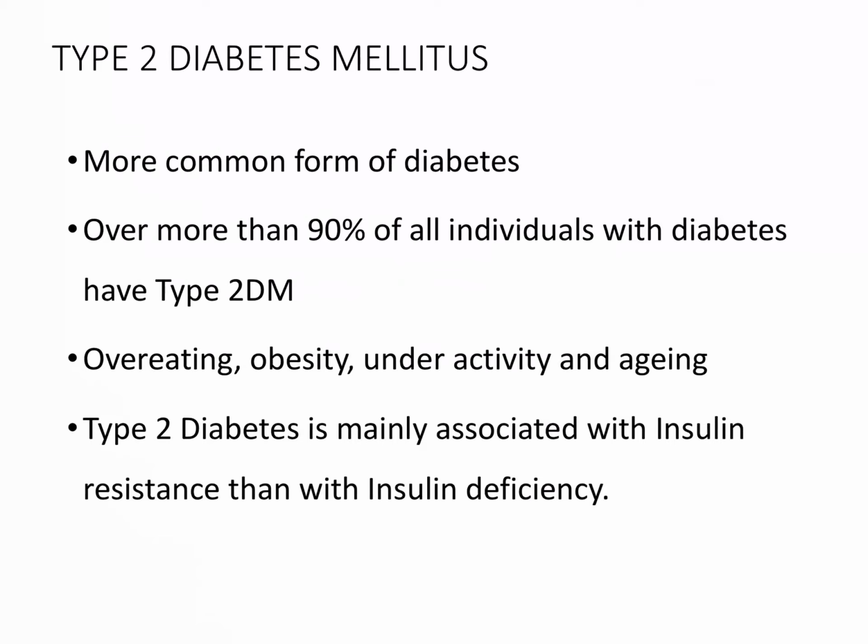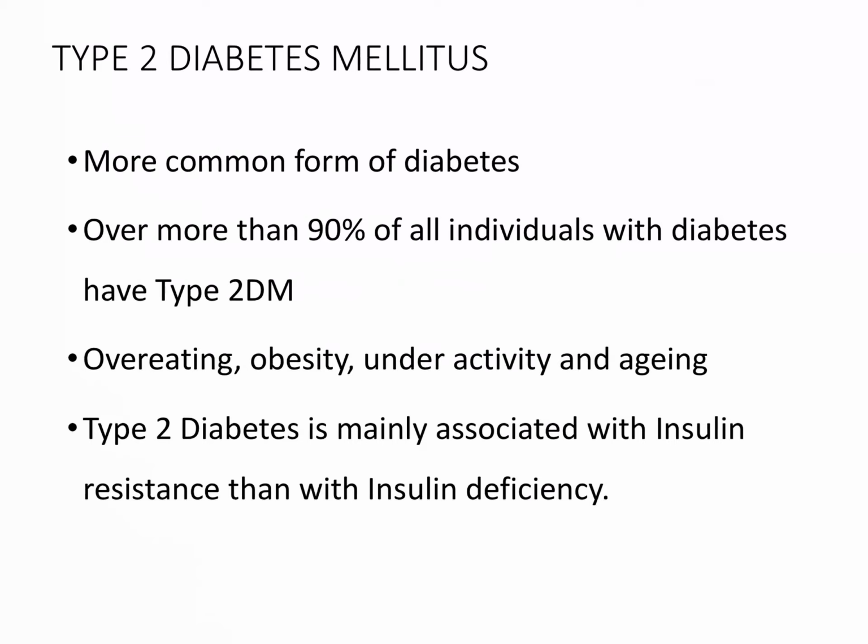What is type 2? Here predominantly the receptor is abnormal, whereas insulin receptors are present on muscle, fat and liver tissues. Here the receptor is abnormal. What predisposes to this abnormality? Overeating, obesity, underactivity, aging could be the predominant risk factors associated with type 2 diabetes.